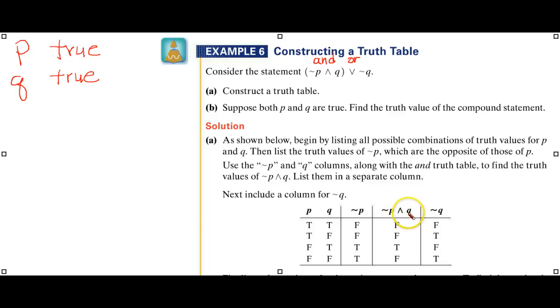Now, we take our values as is shown, and we put them where if not P and Q, they had to both be true, but they're not both true, so this is false. They're not both true, this is false. Now we're negating this and negating this, so that would then be true. And then this last one, when they're both true with the negation, that is false.